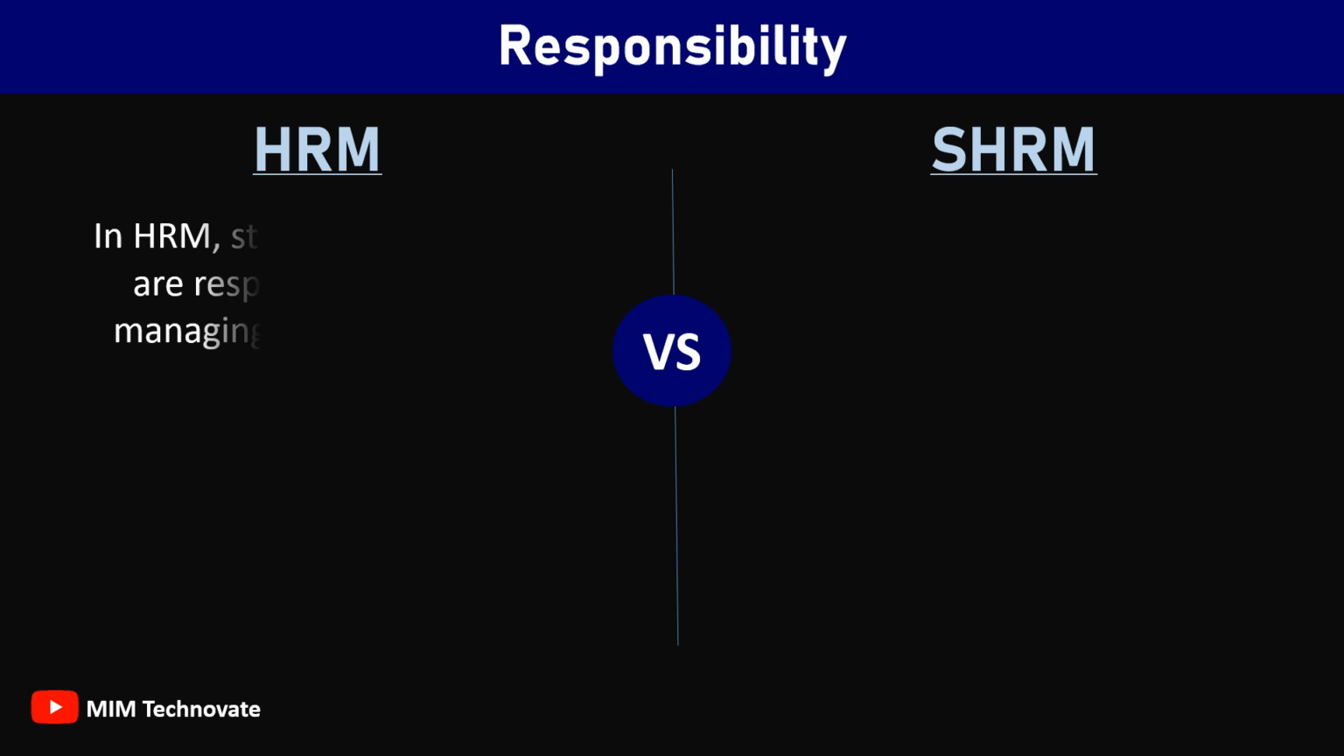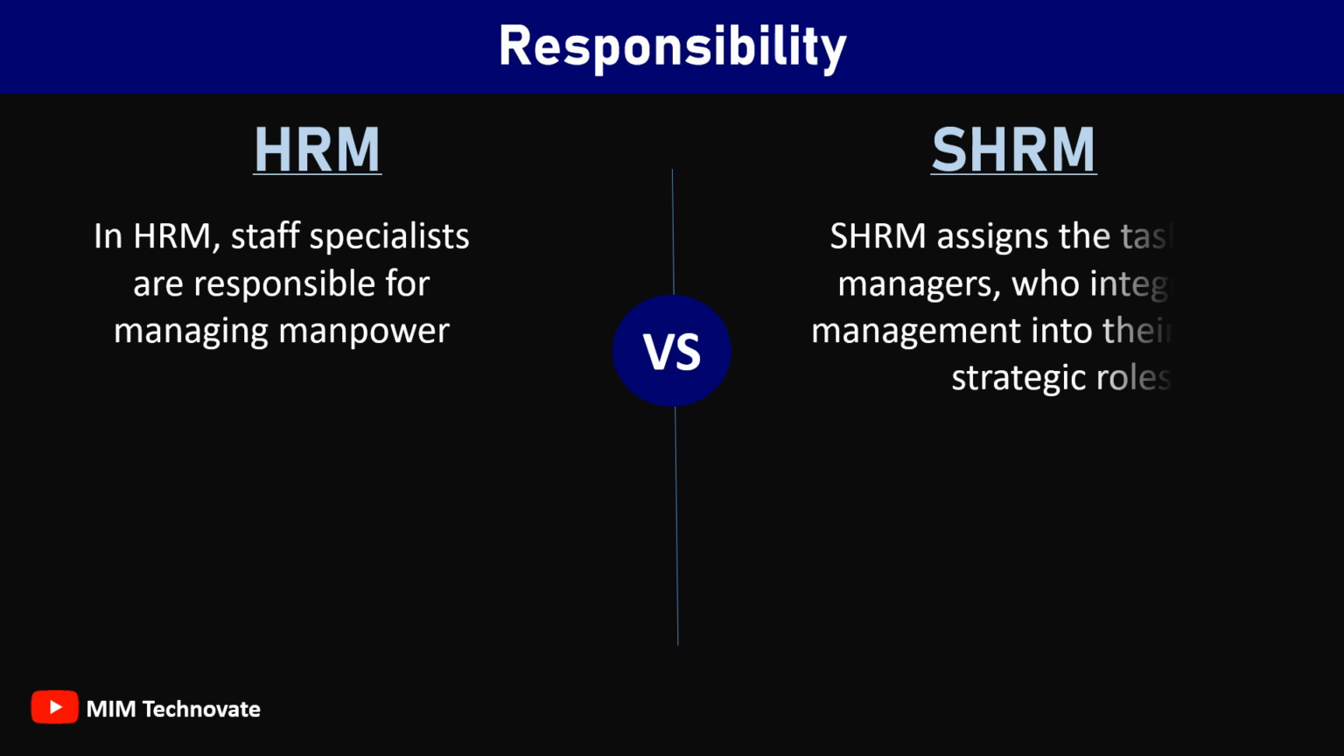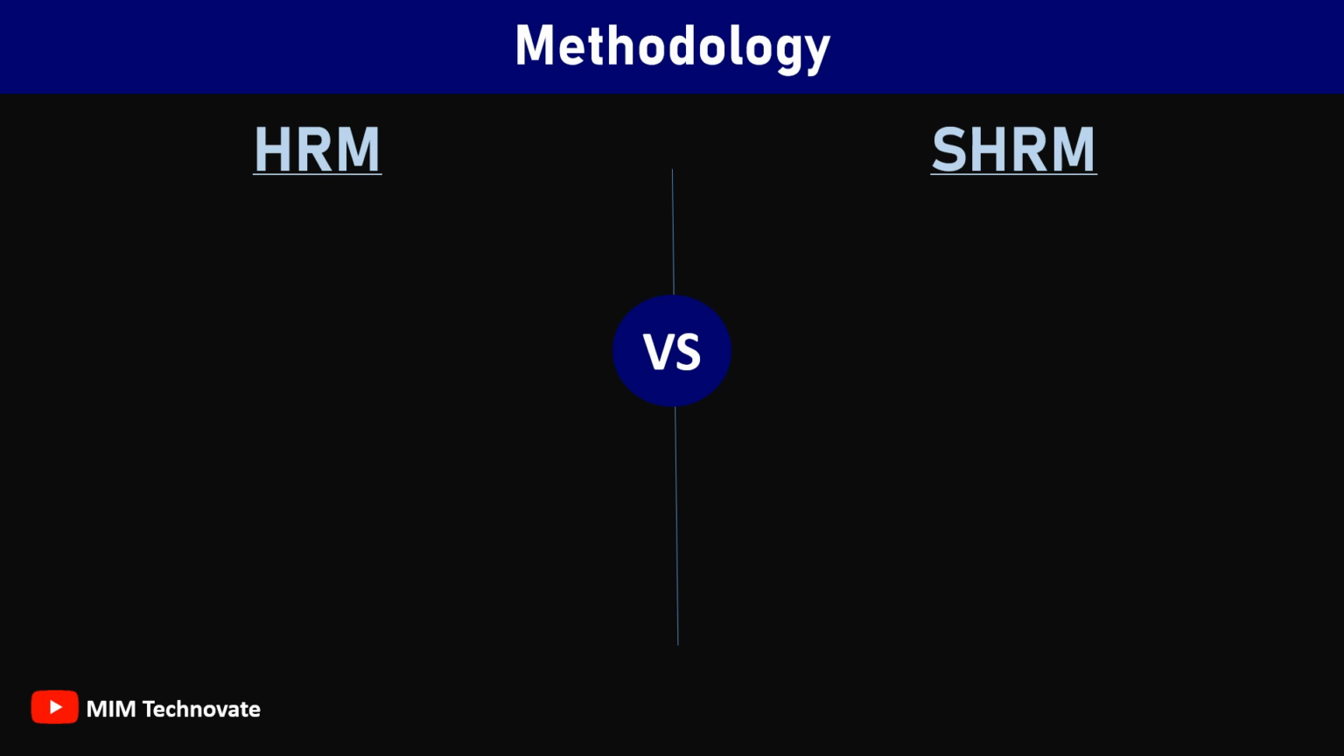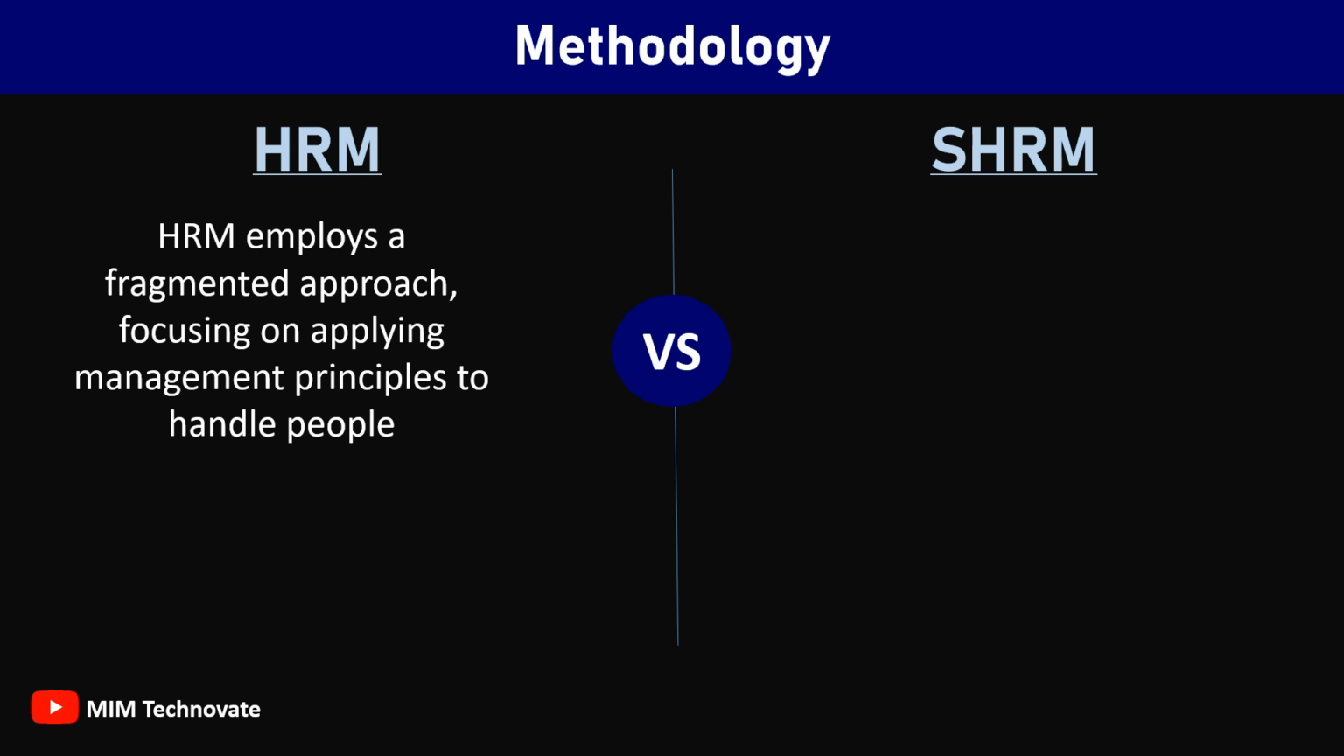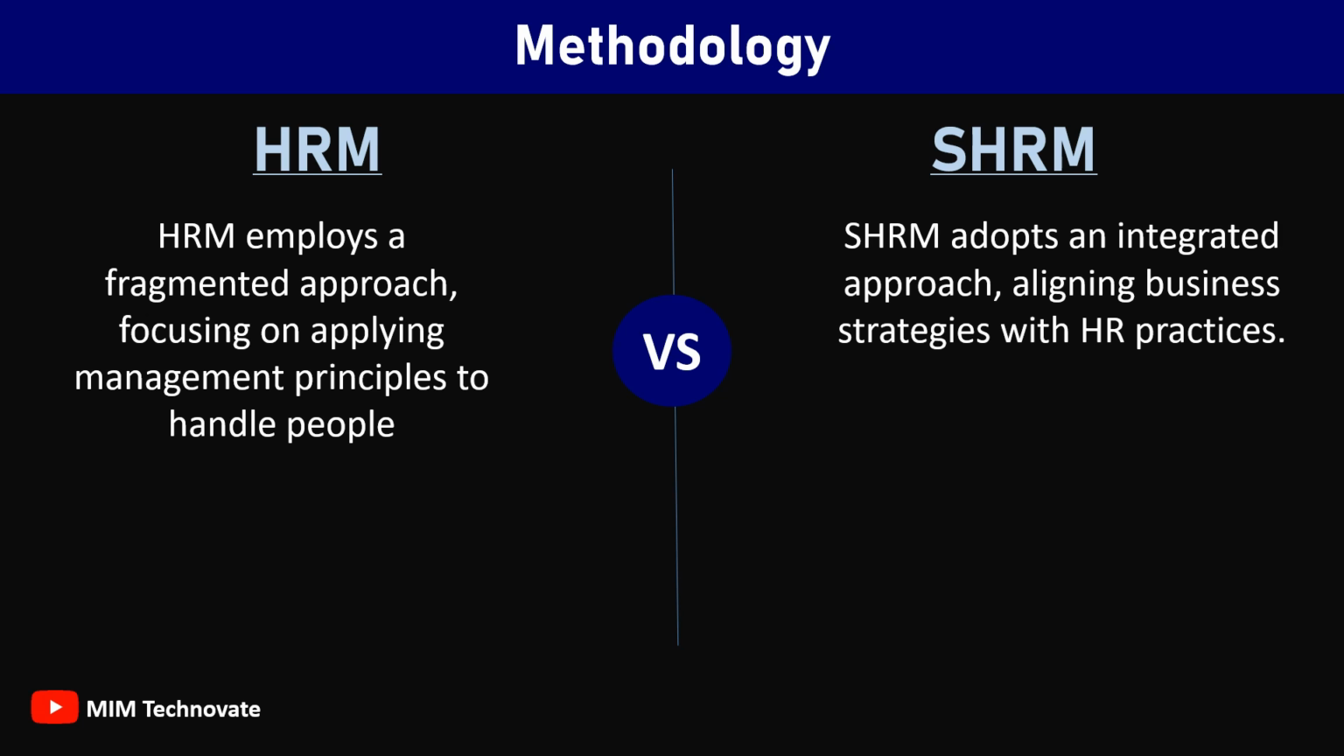Responsibility. In HRM, staff specialists are responsible for managing manpower, whereas SHRM assigns the task to line managers who integrate HR management into their broader strategic roles. Methodology. HRM employs a fragmented approach, focusing on applying management principles to handle people. On the other hand, SHRM adopts an integrated approach, aligning business strategies with HR practices.